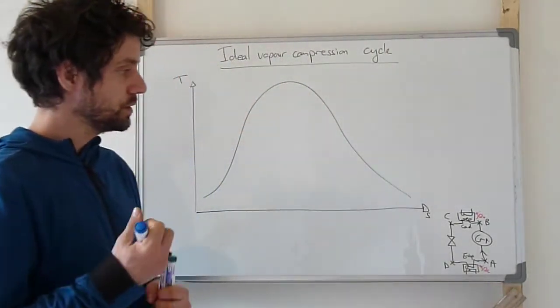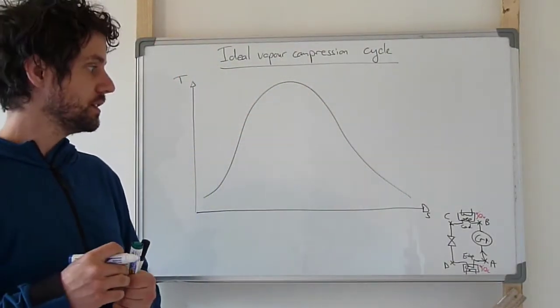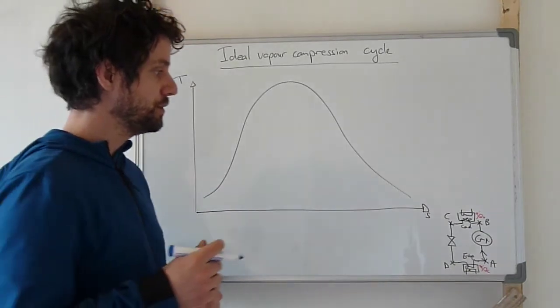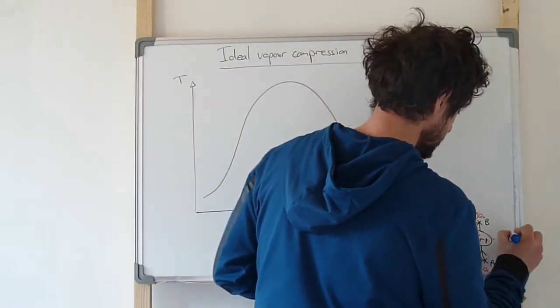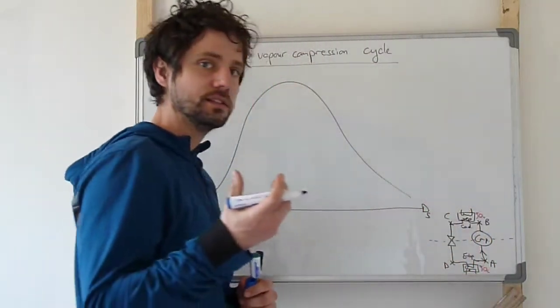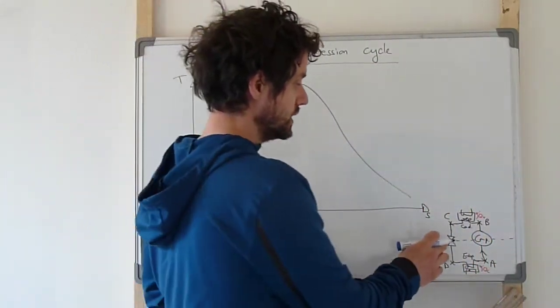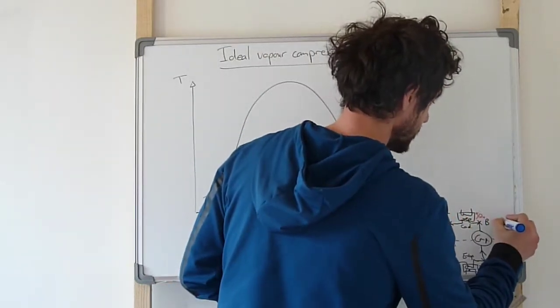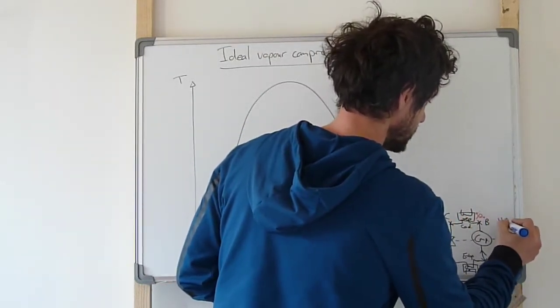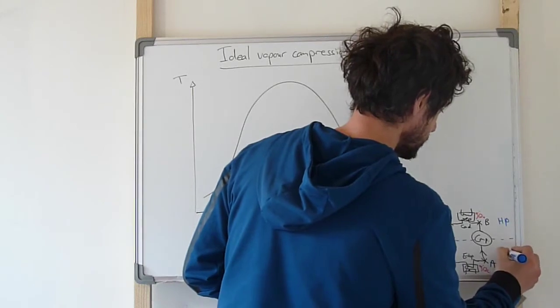So first thing we can note is that we have 2 characteristic pressures in this machine, because we have 2 devices that are changing the pressure, the expansion valve and the compressor. And so here we can write the high pressure level and here the low pressure level.